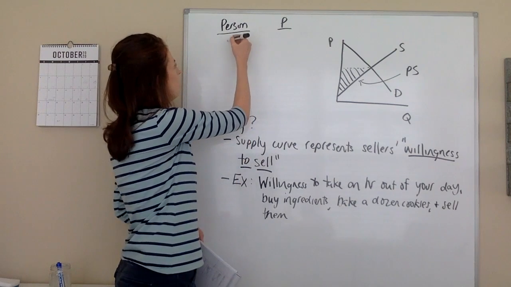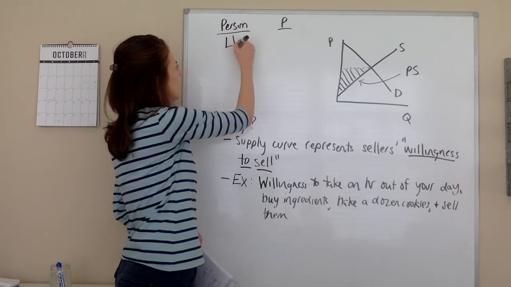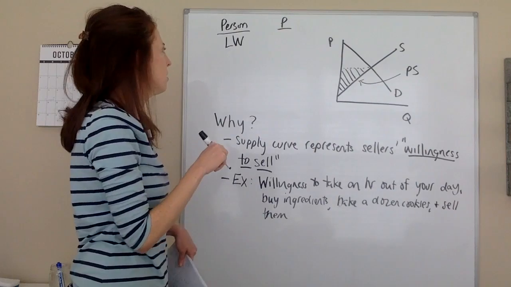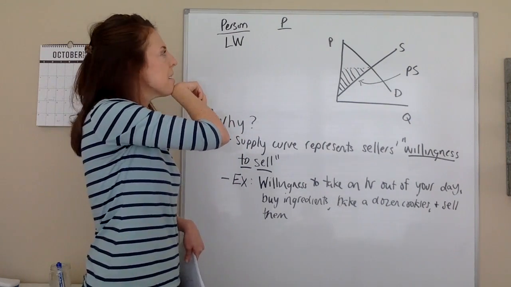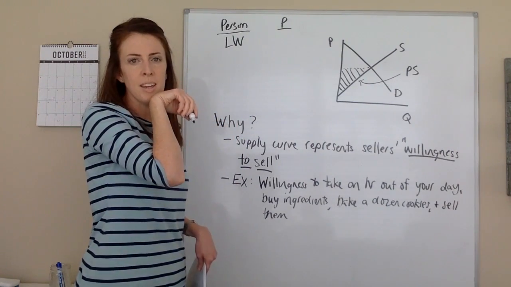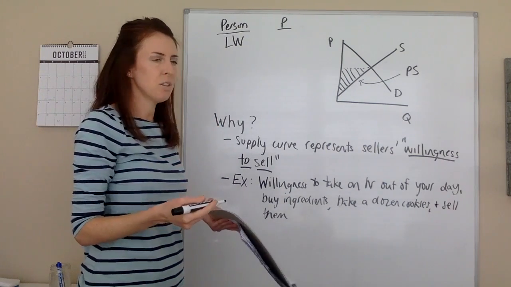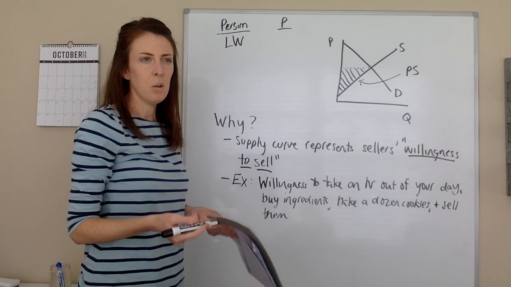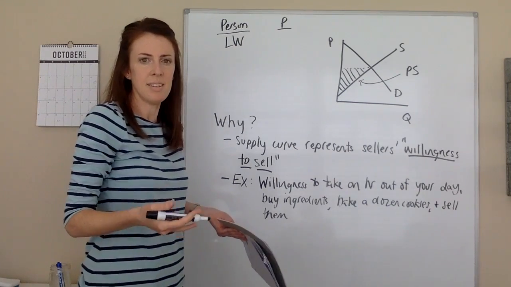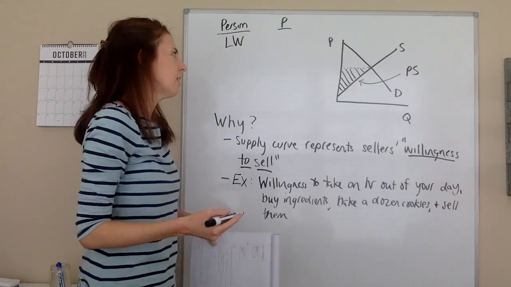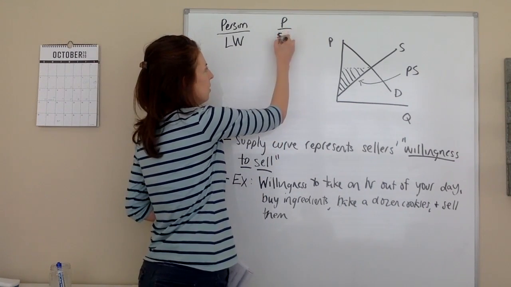The first person you can think about is me. My initials are LW, Lindsay Woodworth. Let's suppose that if I am going to take an hour out of my day to buy ingredients for cookies and make cookies, then in order for me to be willing to bake and sell a dozen cookies, I would need to get maybe $10 back.